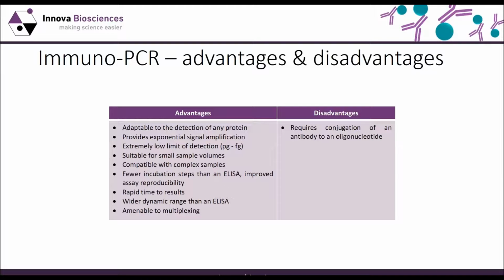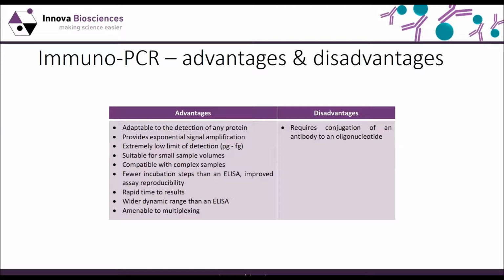Immuno-PCR also has a much wider dynamic range than an ELISA, and it's highly amenable to multiplexing. By using specific antibodies against multiple targets and conjugating each of those antibodies to a different oligo, multiple readouts can be obtained simultaneously from the same precious sample material.